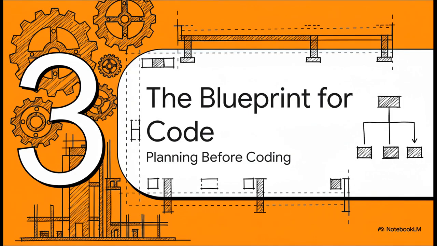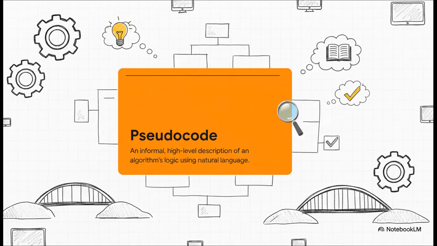So if you're a programmer trying to solve a really complex problem, you don't just jump in and start typing code. That'd be like trying to build a house without a blueprint. You need a plan. You've got to have a plan first. And in programming, that plan is called pseudocode.